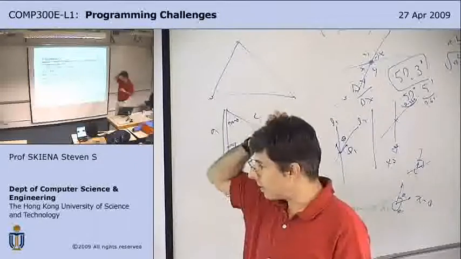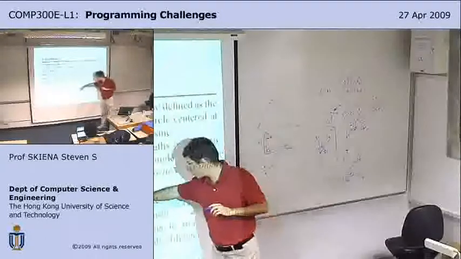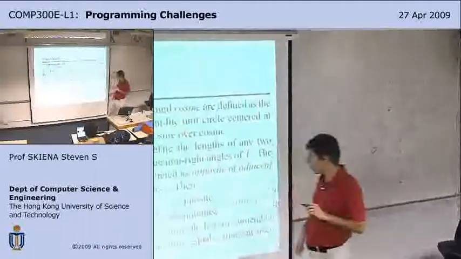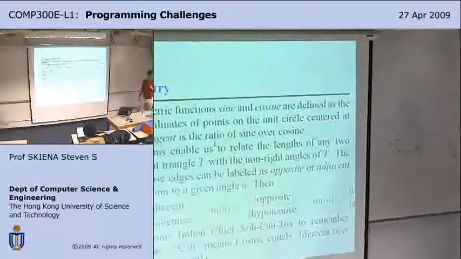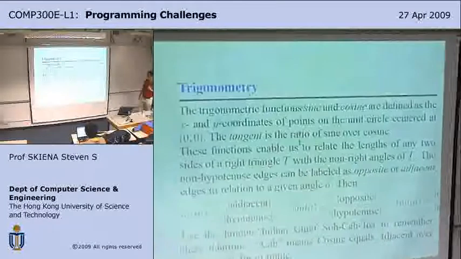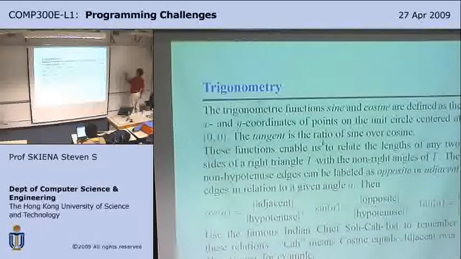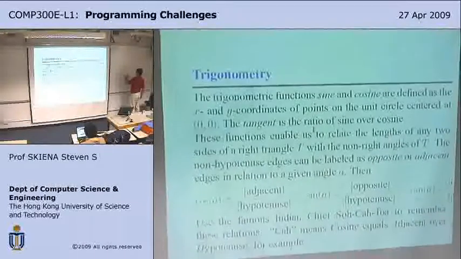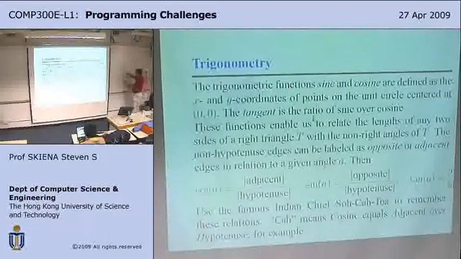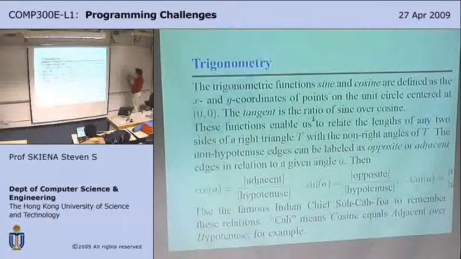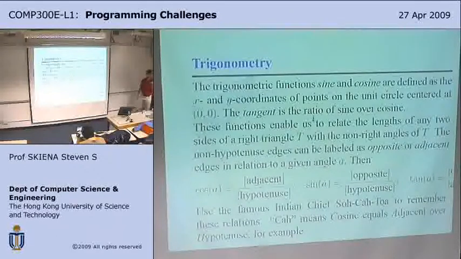There is this supposed name of an Indian chief called Soh-Cah-Toa, okay? And what was his story? The claim was that the cosine of this angle theta was going to be equal to the opposite, which was A, over the hypotenuse, which was C. Does that make sense?